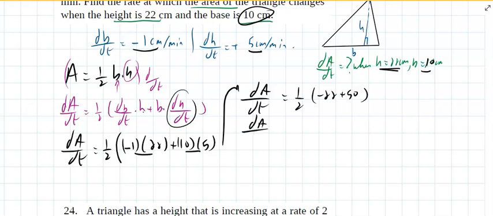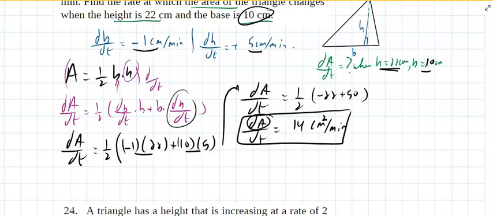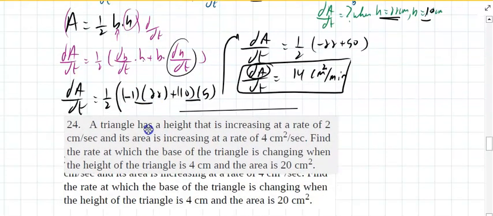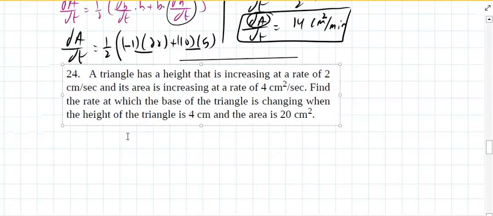Well, obviously, this is increasing. -22 plus 50 is that 28? Half of 28 is 14. You can do that in a calculator. Centimeters every minute, since it's area, centimeters squared every minute. So if you decrease the base by a rate of 1 centimeter per minute, increase the height at a rate of 5 centimeters per minute, the area will be increasing at a rate of 14 square centimeters every 1 minute. We have another triangle problem.